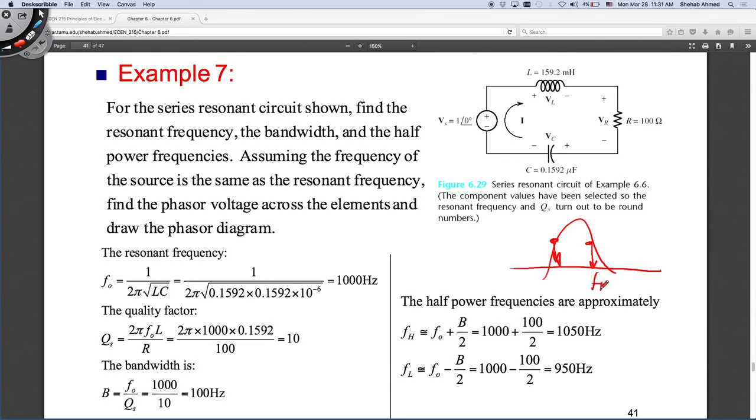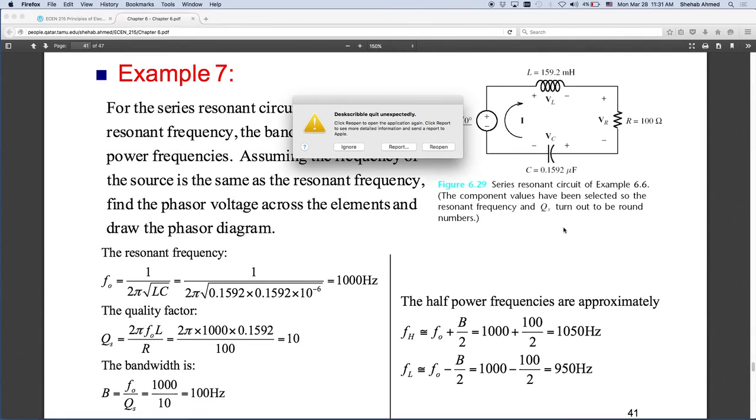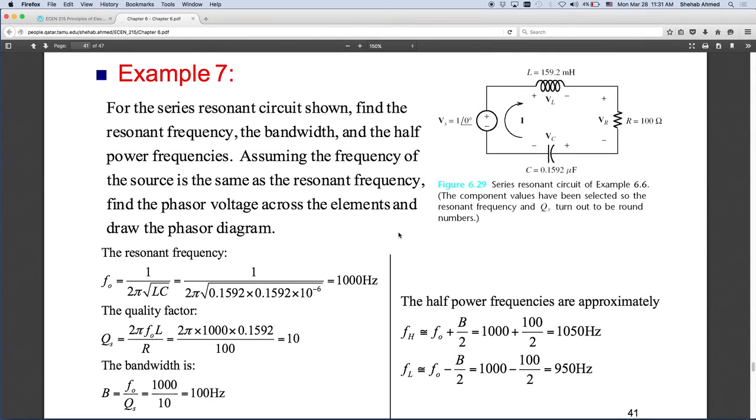This is the high frequency half power point, and this is the low frequency half power point. The difference between them is the bandwidth. The equation for the higher and lower half power frequency points is the resonant frequency plus or minus half the bandwidth. So any questions on this?